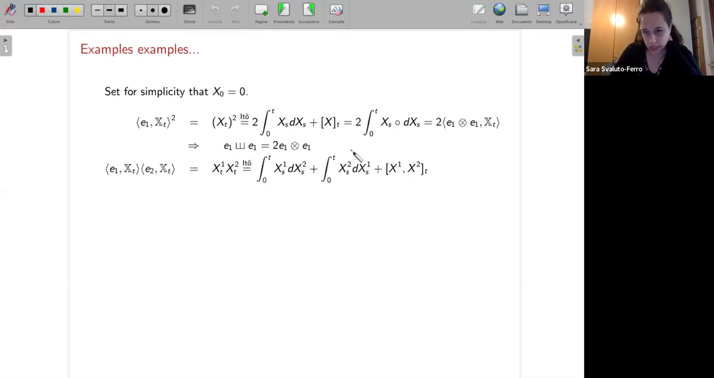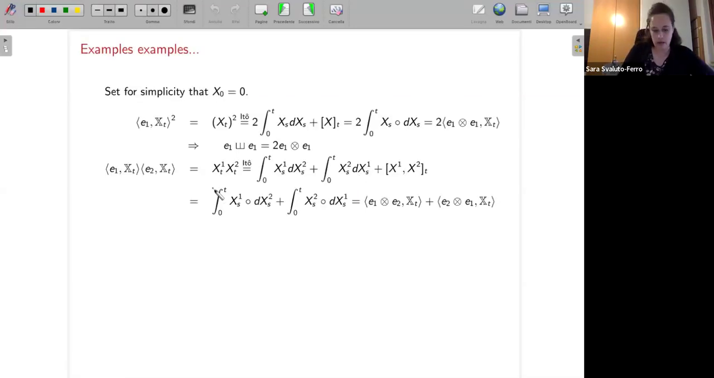Again, you can split this quadratic variation in half. You give half of the quadratic variation to this and half of the quadratic variation to this, and you get exactly the sum of the 2 Stratonovich integrals, which correspond to what? The signature at level 2, the signature 1, 2, and the signature 2, 1, like this.